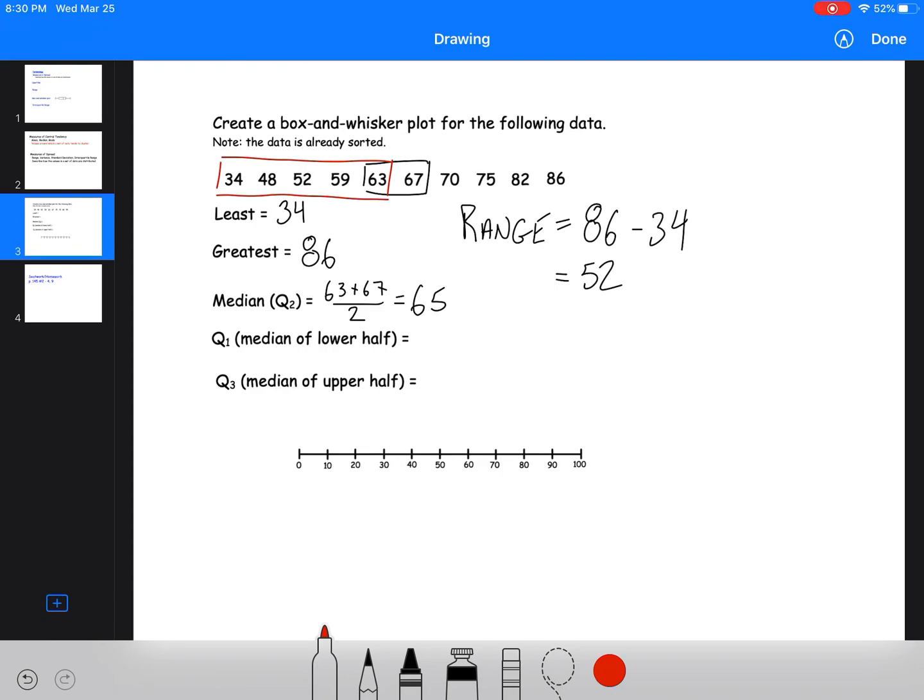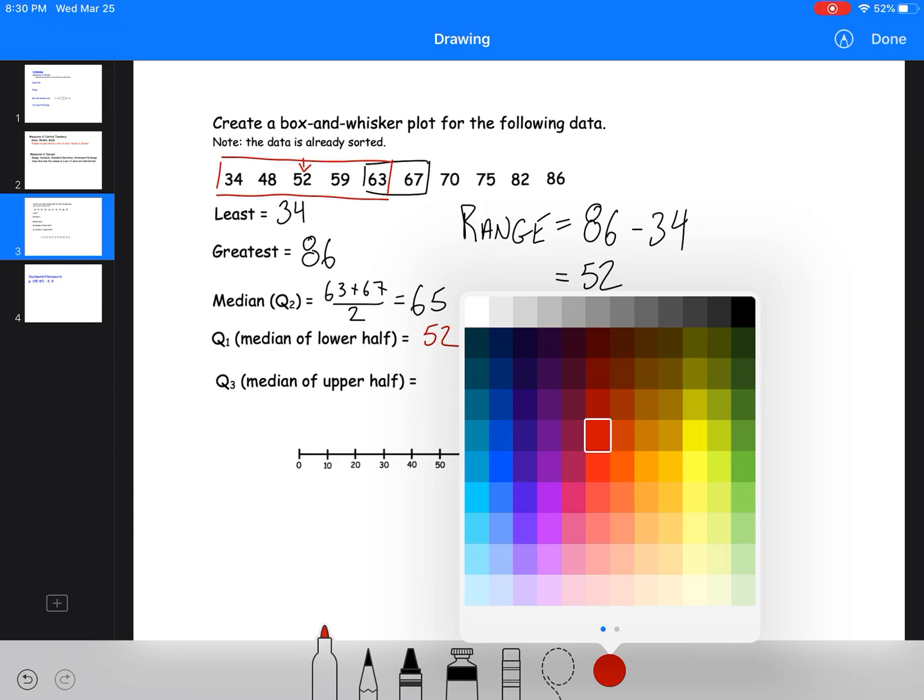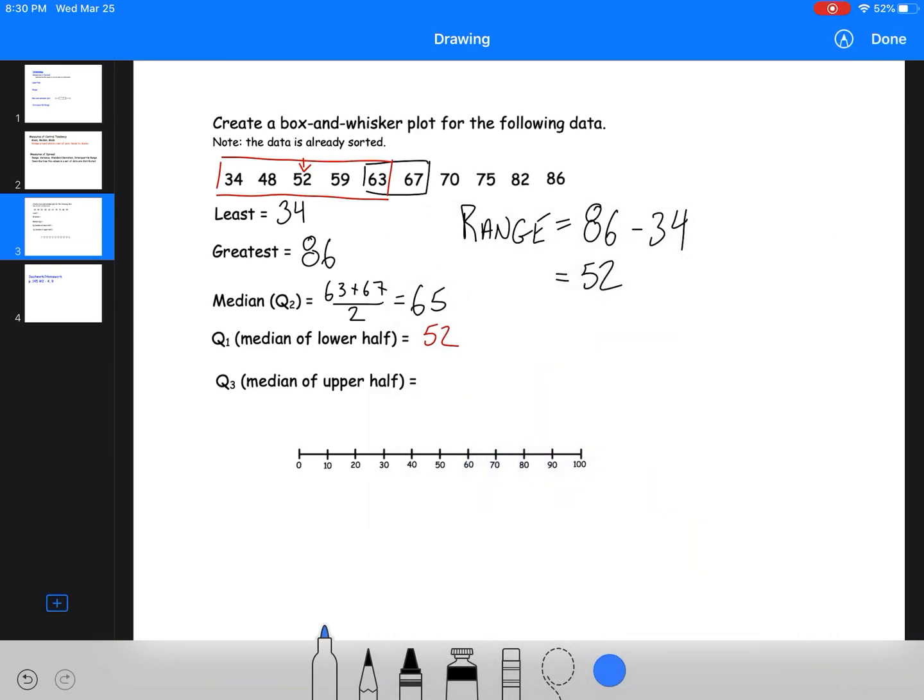Now, when I'm finding the first quartile, what I'm doing is looking at the lower half of the data. I'm going to find the median of that. So there's 5 pieces of data there. So the median of that is 52. For Q3, I'm going to do the exact same thing, but with the upper half of the data. So here, it's going to be 75.